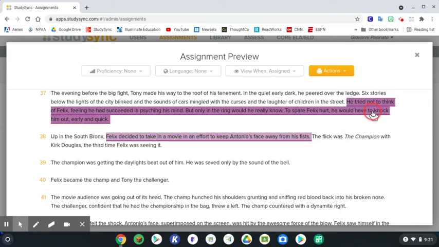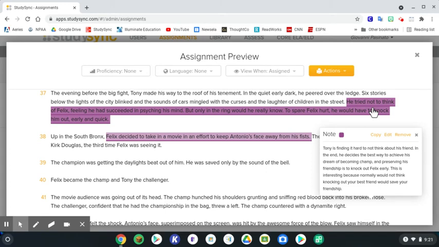So, in this moment, and I think this note is going to be one that jumps, what is Antonio thinking? Tony is finding it hard not to think about his friend. In the end, he decides the best way to achieve his dream of becoming champion and preserving his friendship is to knock out Felix early.